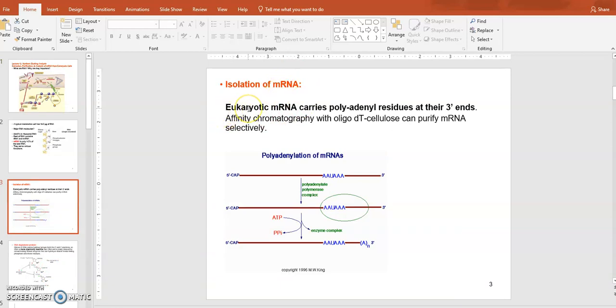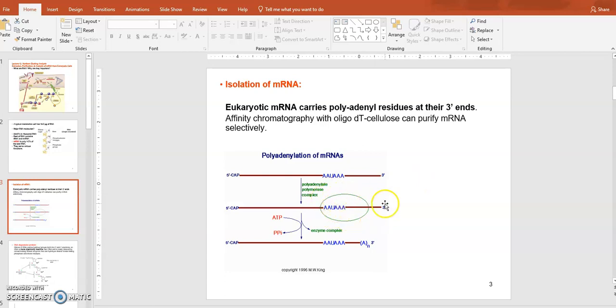Especially in eukaryotic cells, eukaryotic mRNA, when they are processed, meaning when their introns are removed and exons are connected, there's also another modification. Their 3' end has a long poly-A tail. Polyadenylation takes place, so they have a long poly-A tail there, and the 5' end is methylated. That's 5' end methylation. Those are the two main modifications of your mRNA molecules.